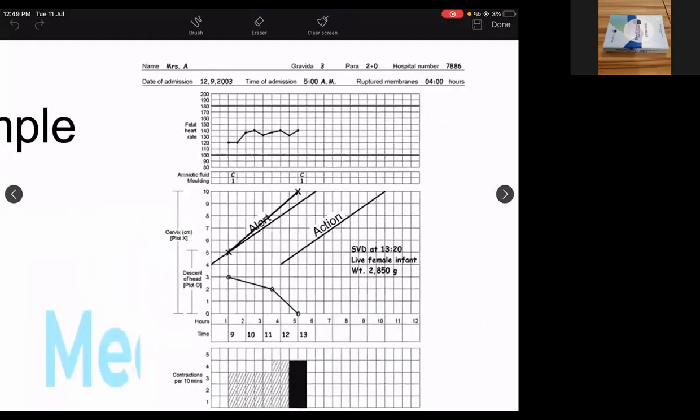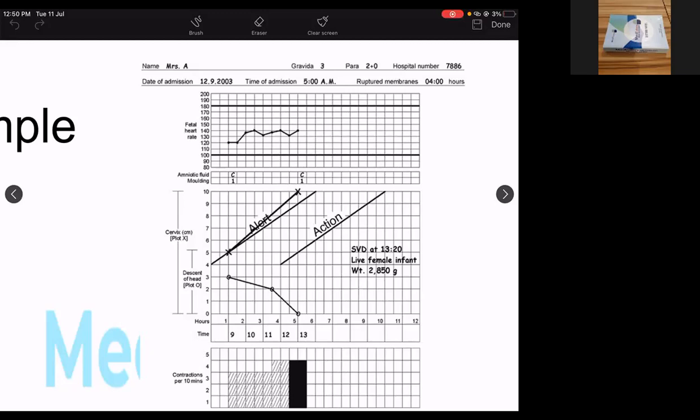So this is another partograph of Mrs. A, who is a gravida 3 para 2 plus 0, whose hospital number is 7886, admitted on 12th of September 2003 at 5 a.m. Her membranes were ruptured at 4.